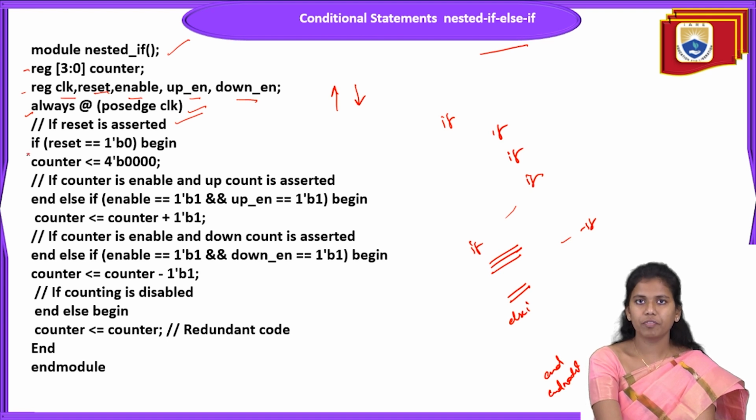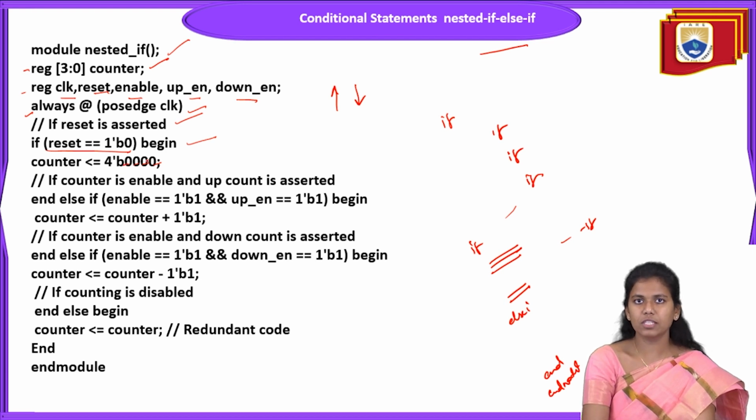Then if reset is double equals to 1 bit which is equals to 0, okay, if this is a condition, then I have to begin my counter. Why? Because I have considered a circuit code counter. If reset is equals to 1 with respect to 0, that is my counter is 4 bit: 0, 0, 0, 0. It is a 4 bit.